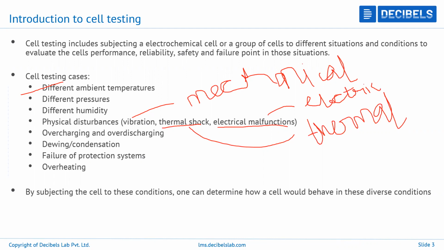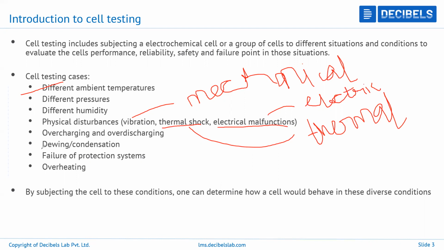So we will have a brief look at all of these scenarios, how exactly that influences battery behavior, and why and how exactly cells are tested in these situations. We'll also have a look at overcharging and discharging, right? So whenever cells experience overcharging, it's like if the charger is supplying more current than what is necessary, or if the battery is supplying more current than what is necessary, then how will the cell behave?